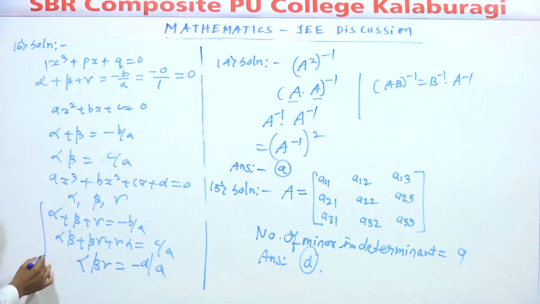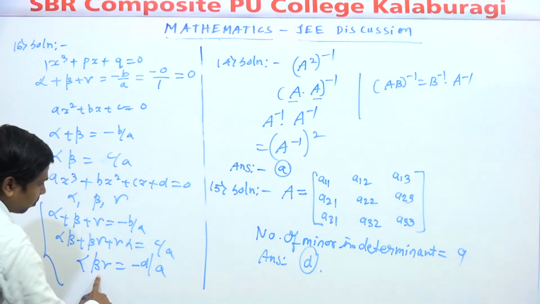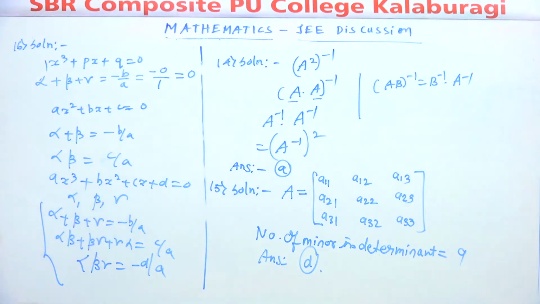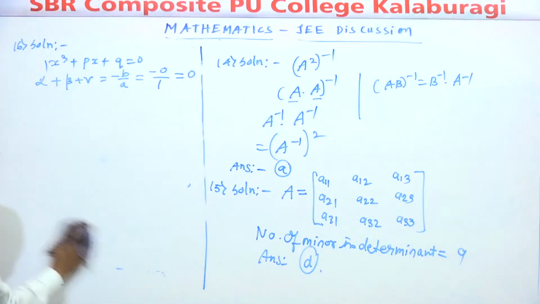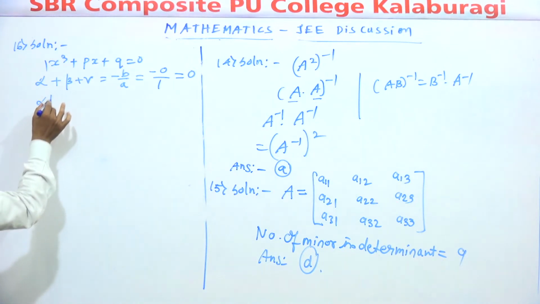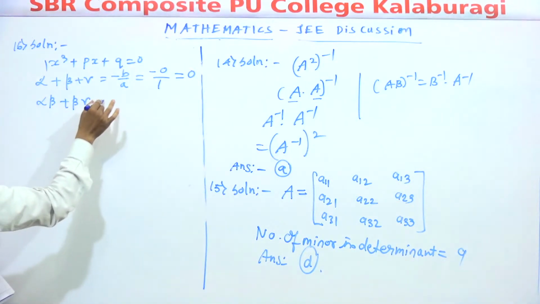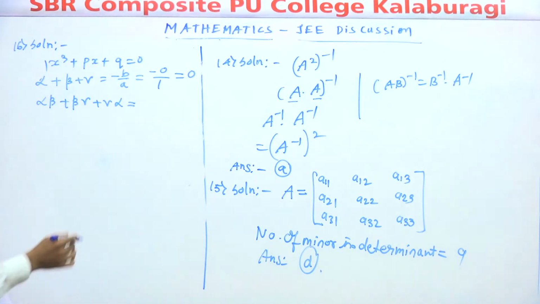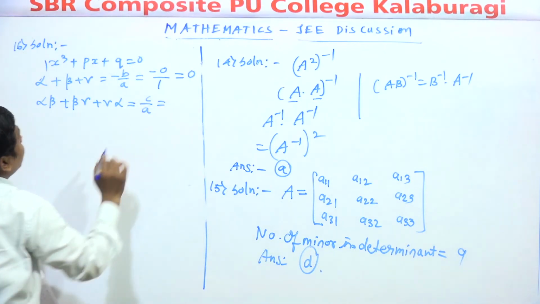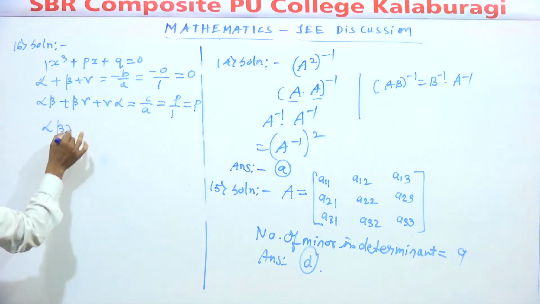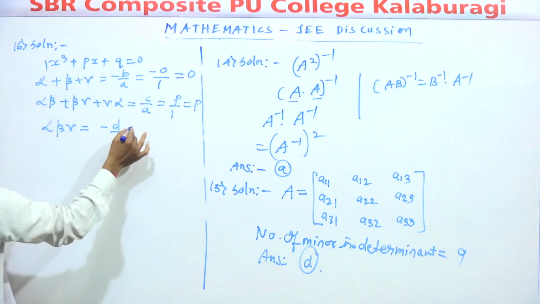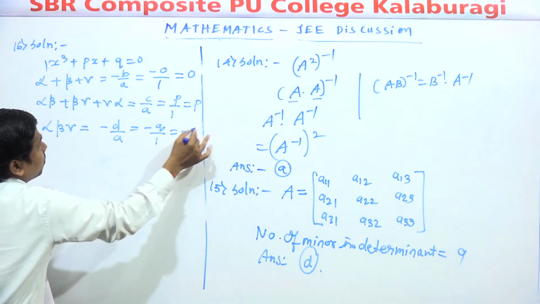So this you should remember: for a cubic equation, the sum of the roots, the sum of the products of two roots, and the product of three roots are given by these formulas. Since the coefficient of x square is 0, the sum of the roots is 0. The sum of the products of two roots, alpha beta plus beta gamma plus gamma alpha, is c by a, which is p by 1, so it is p. And the product of the three roots is minus d by a, which is minus q by 1, so it is minus q.